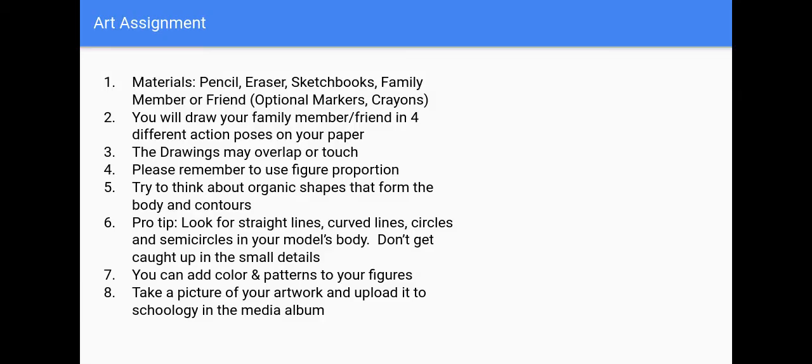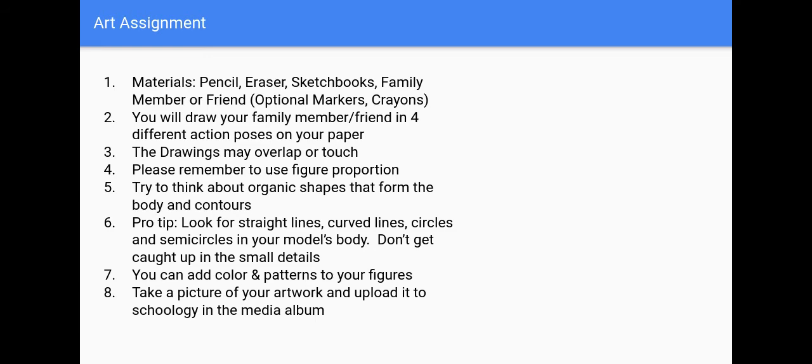For your materials, you'll need pencils, erasers, sketchbooks, and a family member or friend. And also optional markers or crayons or colored pencils. You will draw your family member or friend in 4 different action poses on your paper. If you want, you could do 4 different family members or friends also. The drawings may overlap each other or touch, just like in the previous picture. Please remember to try to practice figure proportion. That's the whole purpose of this drawing assignment.